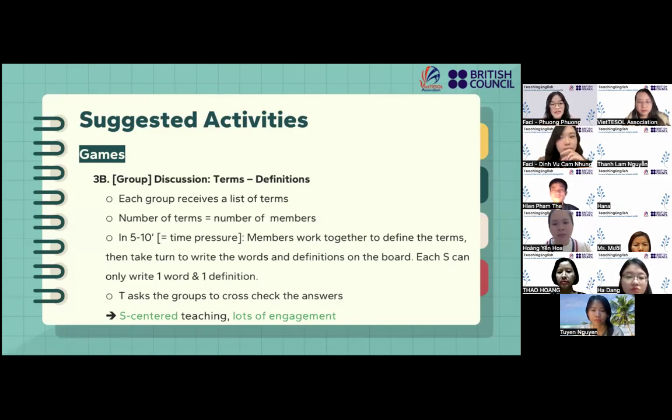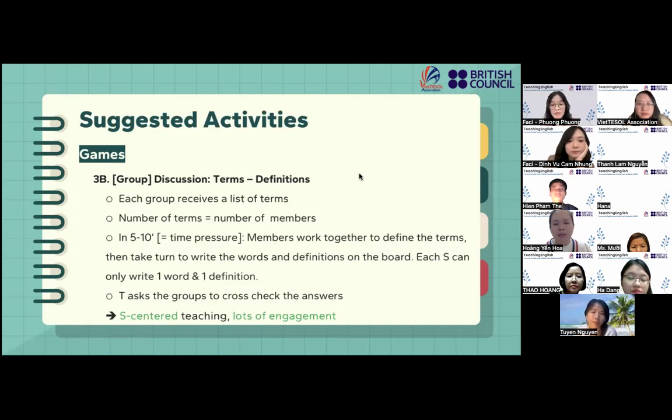So instead of just a simple matching exercise, I want to turn this into a discussion and some form of competition. Each group will receive only terms, and the number of terms won't equal the number of members. This is very important. Then the students can have 5 or 10 minutes. Remember, we need the time pressure, right?